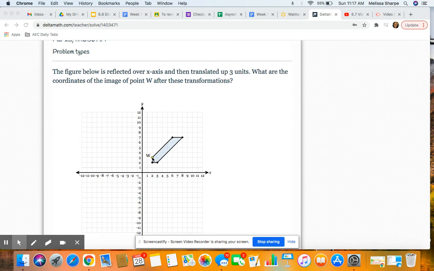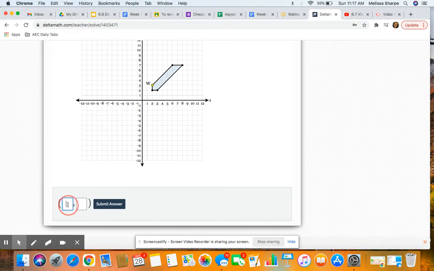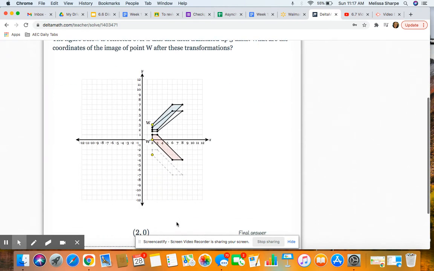Right now, point W is at the ordered pair 2, 3. When we reflect it over the x-axis, it would be at 2, -3, right here. And then we would go up 3. So its ordered pair would be right here at 2, 0. Okay, and there's the simulation there. You can see it going up.